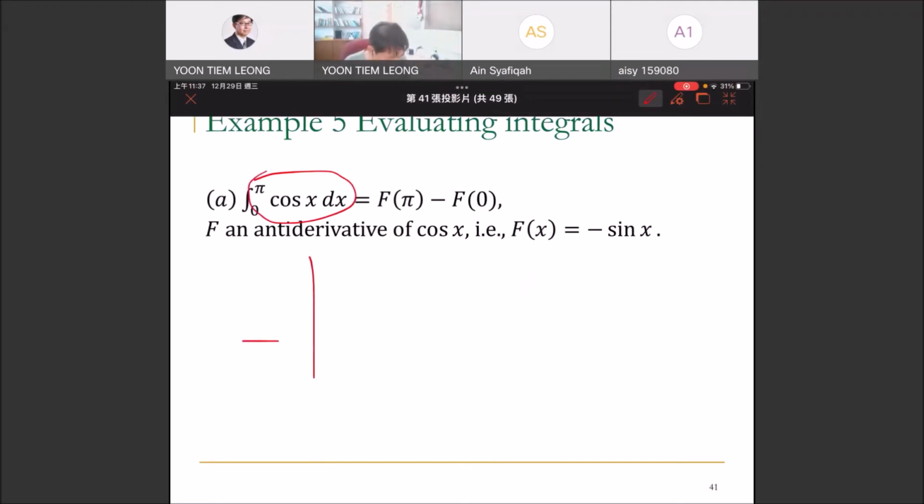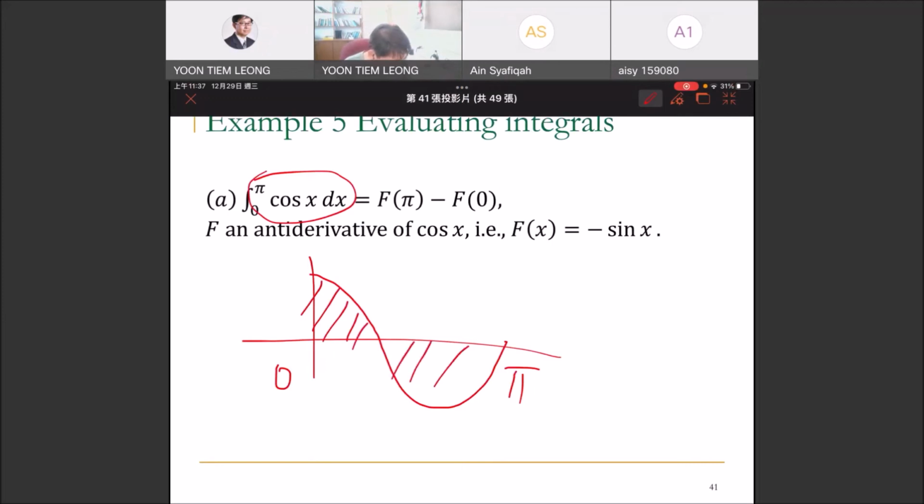So imagine this: you have 0 to pi. The cos is a function that looks like this, from 0 to pi. And if I ask you to find the definite integral of the cos, you are asked to find the area. And how do you find the area?